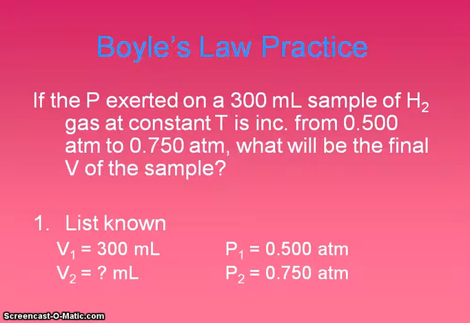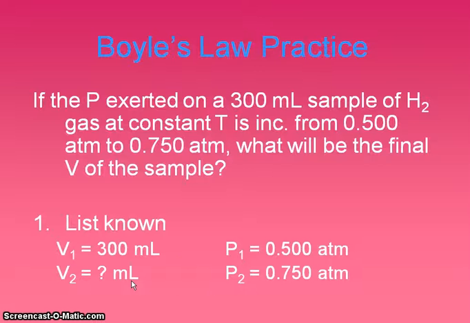So first we need to identify our variables. You can either list them out separately the way I have them written here, or you can at least just identify them right up in the problem and write the symbol above it. So we have our first volume. We have our first pressure, it says it was 0.5 atms, and we have our second pressure, which was 0.75 atms. Now our volume units were in milliliters, so we're going to be solving for our volume in milliliters. If this were in liters, then our answer would be in liters.